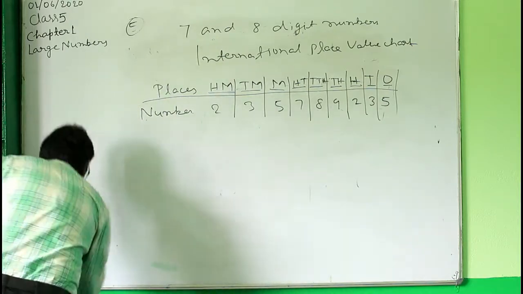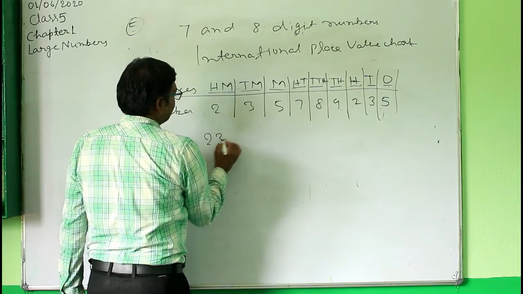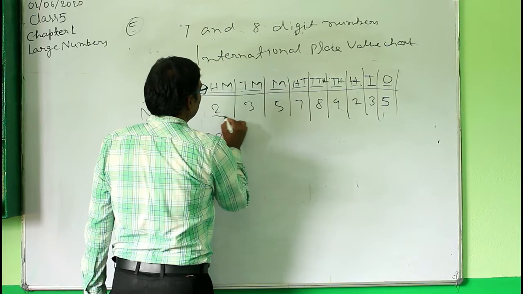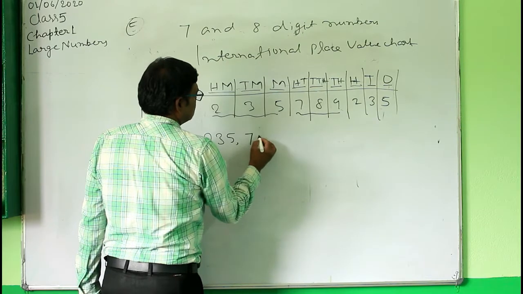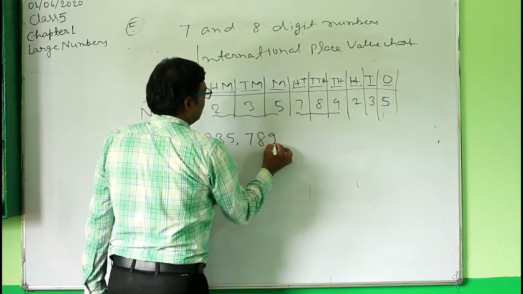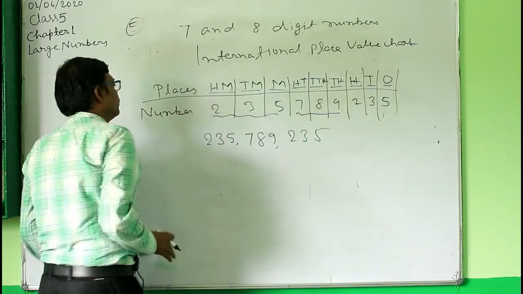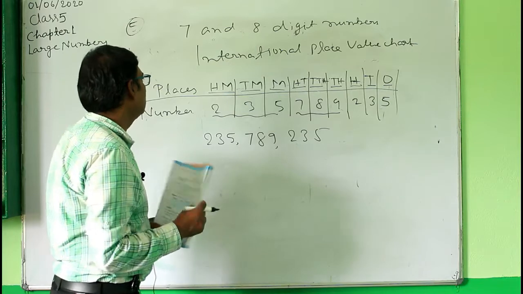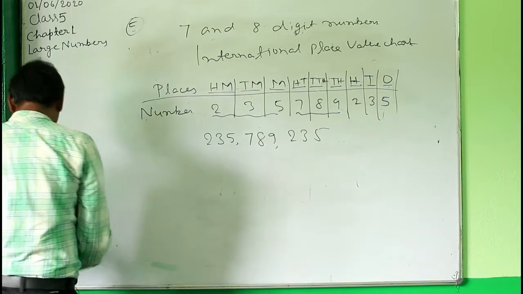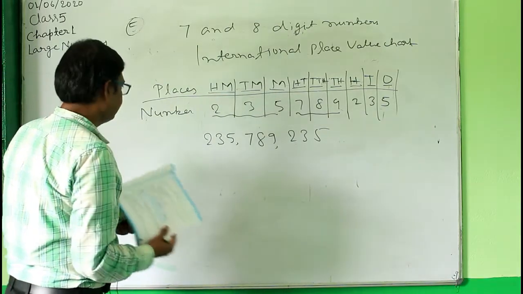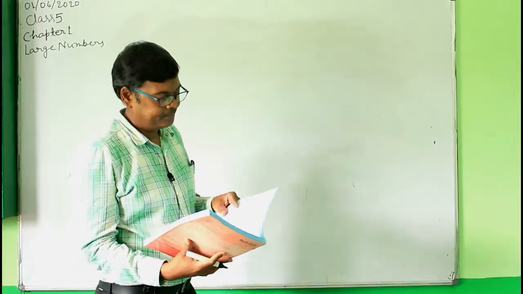In this case, this number is read as 235 million, okay, 235 million and 789,000 and 235. Okay, this is read as in this case. So this is the international placeholder chart. So you must remember all these things here, and then I will start this exercise 1.1. Okay, so now exercise 1.1.